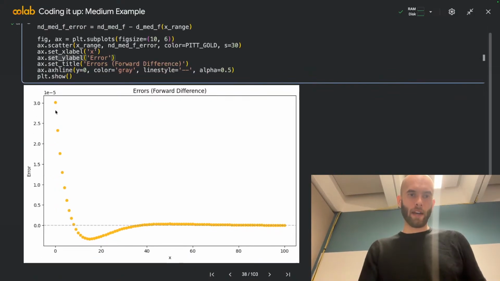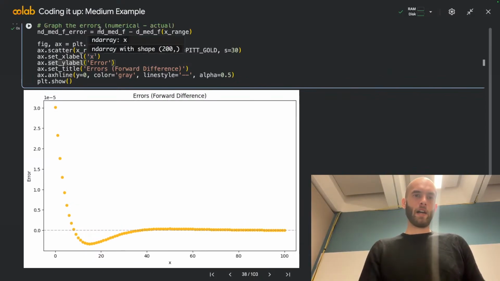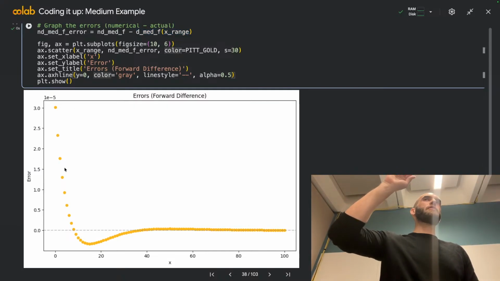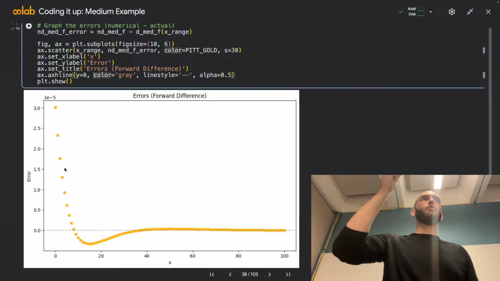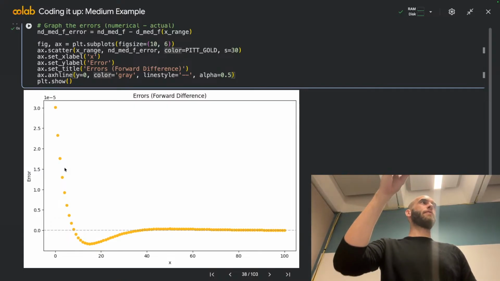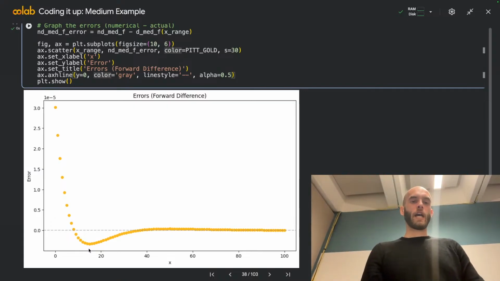So we have the numerical minus the analytical. If the value of these points is above 0, that means the difference leans in the direction of the numerical derivative. So the numerical derivative is greater than the analytical derivative when we're above 0, and then it's flipped: the analytical derivative is greater when we're below 0.